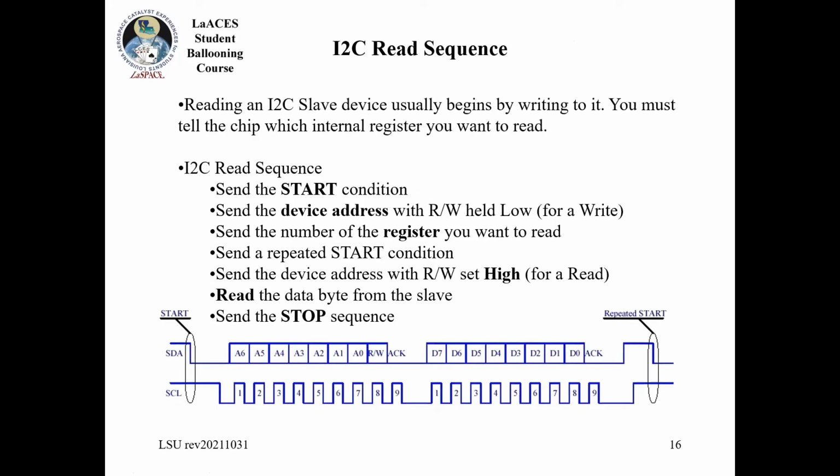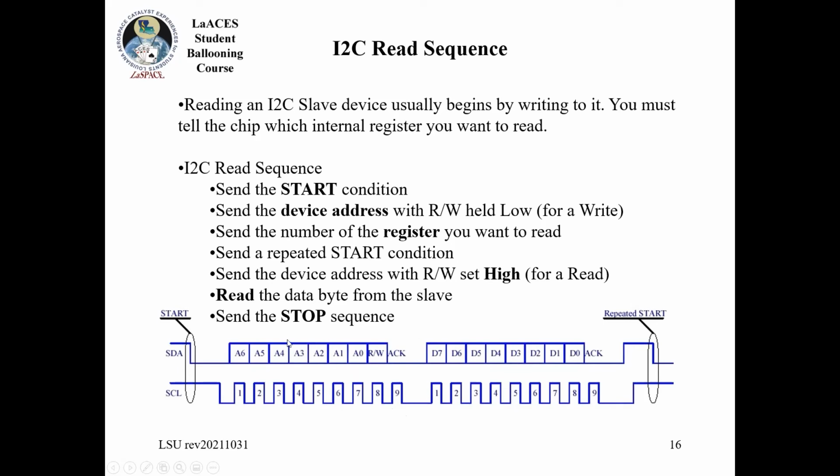The read sequence is pretty similar. You have start, you send the address, you send a read bit this time. So it's going to be high instead of low. And then the slave device will actually respond with the data. So after the master finishes here, it's going to start listening and wait for this data. And again, you will have acknowledgements and you can have multiple bytes sent like that.